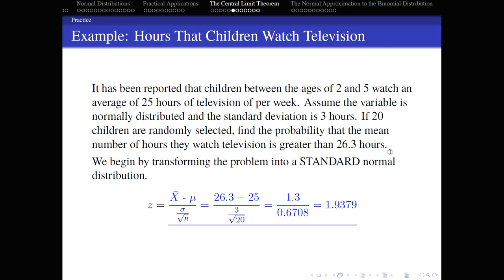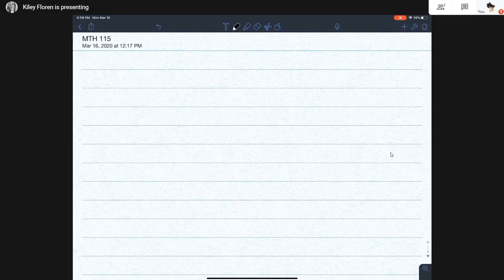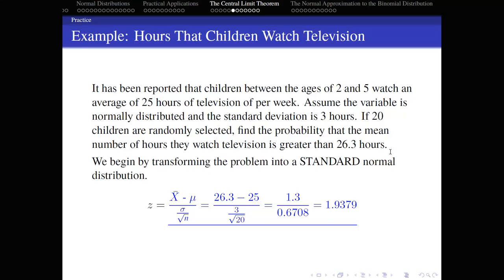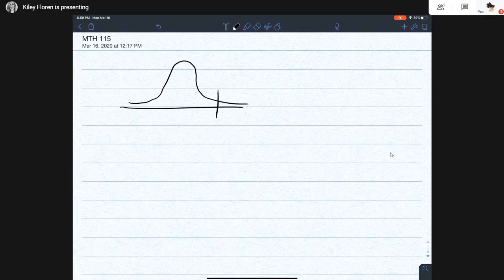Drawing out my table, and this is a bit elementary at this point in the course, but you can always do it whenever you need that little mental bump of what you're doing. Drawing out my normal distribution, I have a z-score of 1.9379, and I want to find the area above. Remember, my table only finds the area below, but I just do 1 minus the area below to find the area above. My z-score only goes out to 2 decimal places, so we'll make this 1.94.